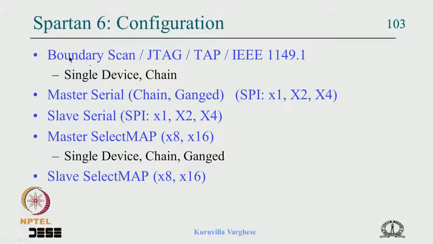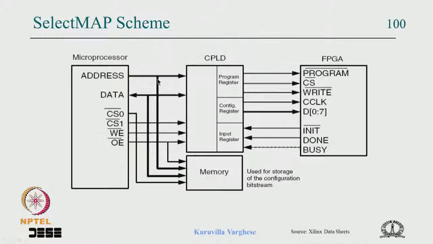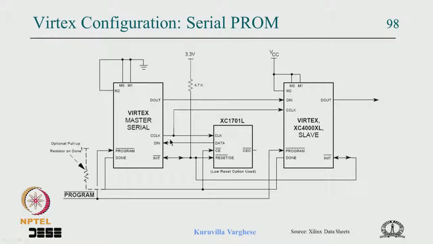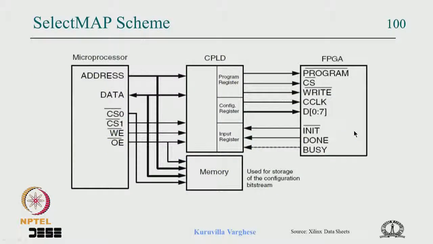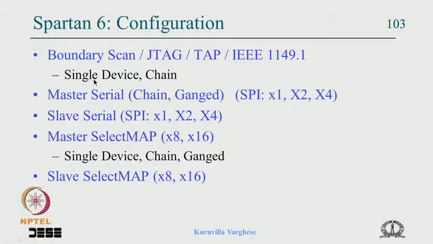So you have boundary scan, which is a JTAG port, which can configure a single device, or like we have seen in the serial mode, you can chain multiple devices through the JTAG, exactly like what we have seen here. Even in the JTAG there is a TDI pin which takes in the data and a TDO pin which takes out the data. So the TDO pin of an FPGA can be connected to the TDI pin of the next. So it can be chained, okay. So that is possible. In boundary scan you can have a single device or a chain.